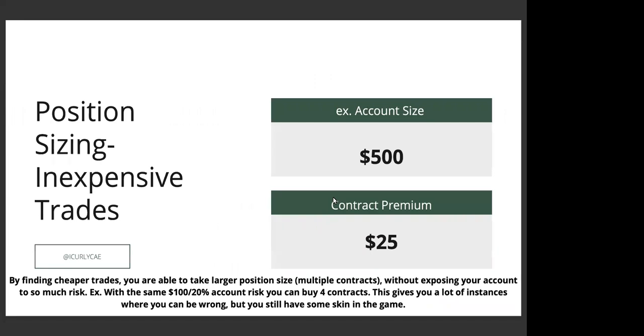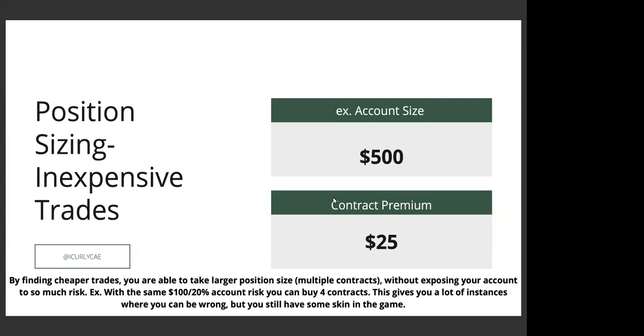Now, position sizing with inexpensive trades. If you're going to take the same $500 and you look for a contract that is more feasible or more within your budget, let's say a $25 contract, and there are contracts that are $25 or less. I actually made about $2,000 off of a contract that cost me $10. Obviously, I purchased multiples of those contracts, but still you can do it. And that was on a Lotto Friday. So by finding cheaper trades, you're able to take larger position sizes. You're able to purchase multiple contracts without exposing your account to so much risk.